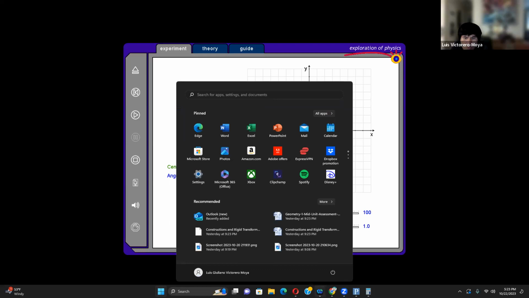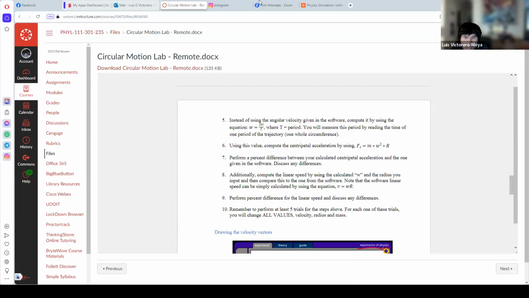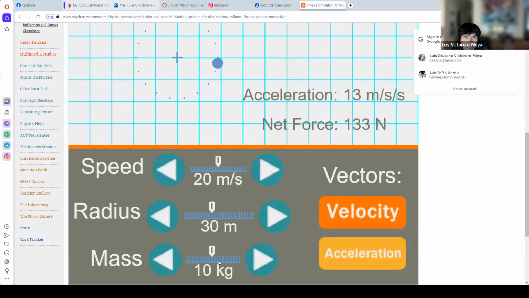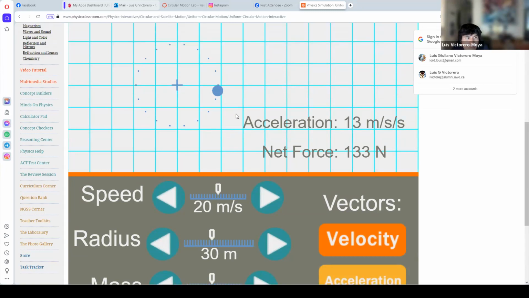If you were to go to the online simulator, you can play this here. And you can also stop it there. They give you the acceleration and the force, and the value of the speed, the radius, and the mass. So very similar, right? So part one, you should be able to do here. The only thing that you don't have here is time.